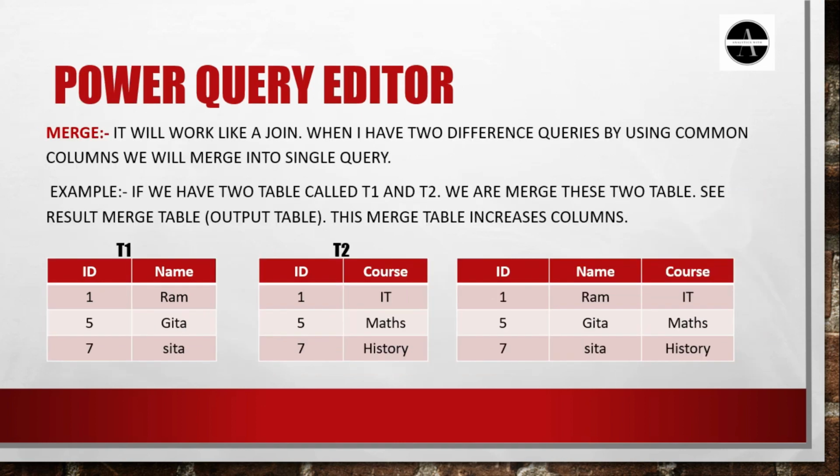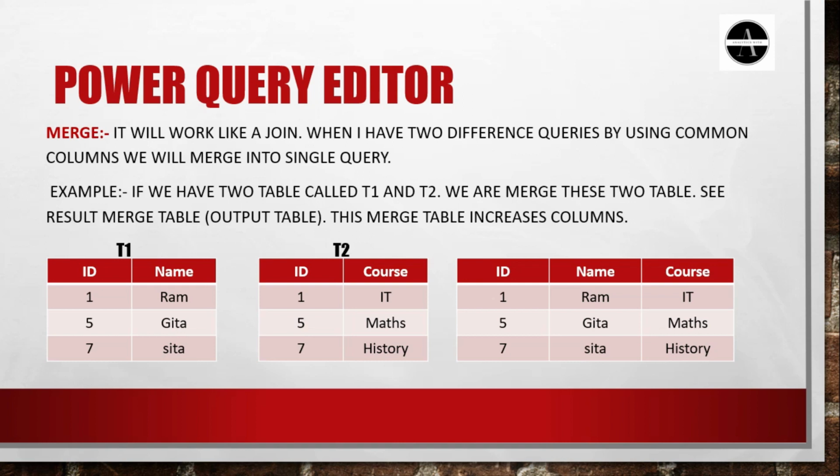Now talking about merge in Power BI, it is similar to a join in SQL. So when I have 2 different queries, by using a common column, we merge them into a single query. So the requirement here is that the 2 tables should have a common column. For example, if we have 2 tables like T1 and T2 with the same columns ID and name, we can merge these 2 tables into a third table. Here we can use different joins like inner join, left outer, right outer, anti join, full join.